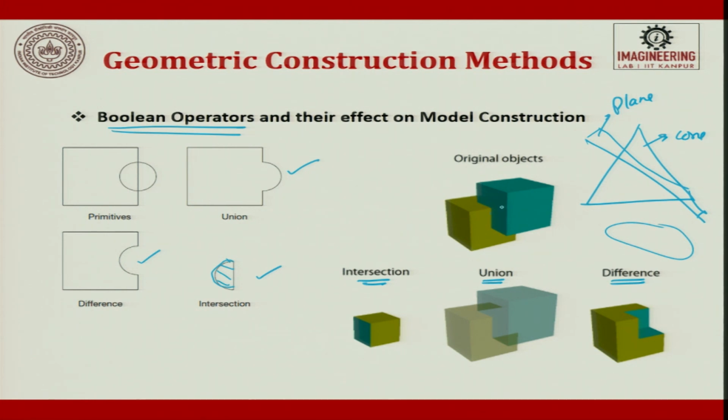I had 2 original objects. When I wanted to do the intersection of these 2, I got this. When I do a union of these 2, I get this solid. When I try to do a difference of these 2, I get this solid. Now, by using this in a very efficient manner, you can try to develop several of these objects.